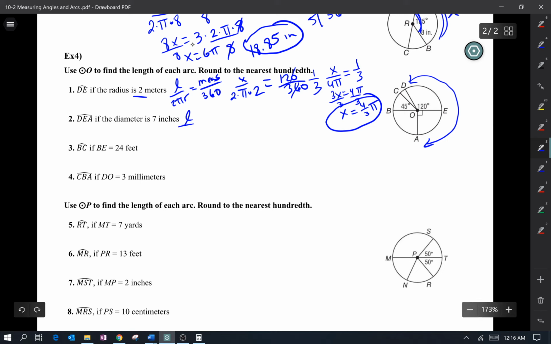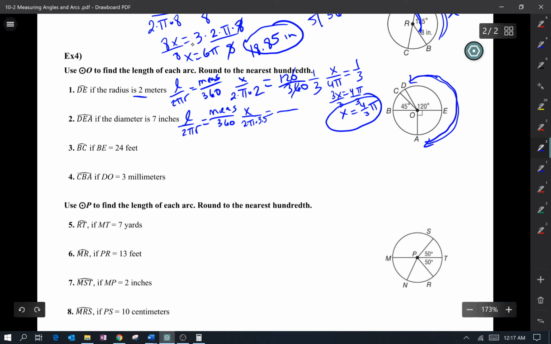The length of the arc over 2 pi r is proportional to the measure of the arc over 360. So the length of the arc, we don't know. We're going to call it L, or x in this case. X over 2 times pi times, if the diameter is 7, the radius is 3.5. I know some of you are saying, why don't you just use the diameter? I agree, you could just use the diameter if you wanted. So x over 2 pi times 3.5 is equal to the measure of the arc.